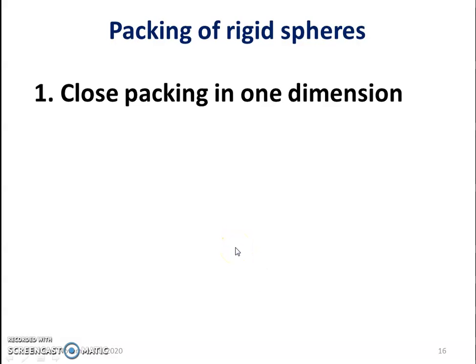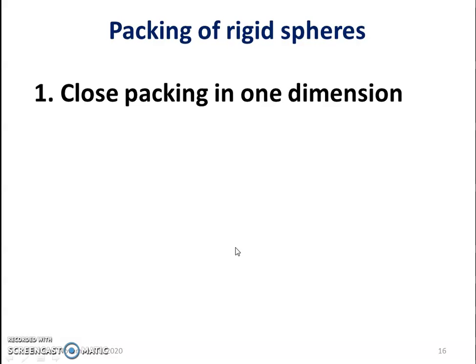Now next point is packing of rigid spheres. In order to understand the packing of atoms, molecules or ions in a crystal, let us consider the packing of hard spheres of equal size in one dimension, two dimensions or three dimensions.